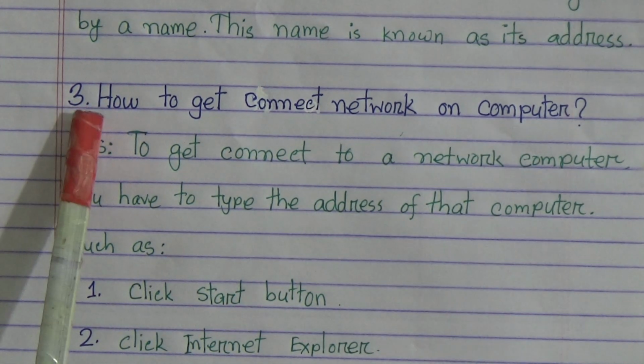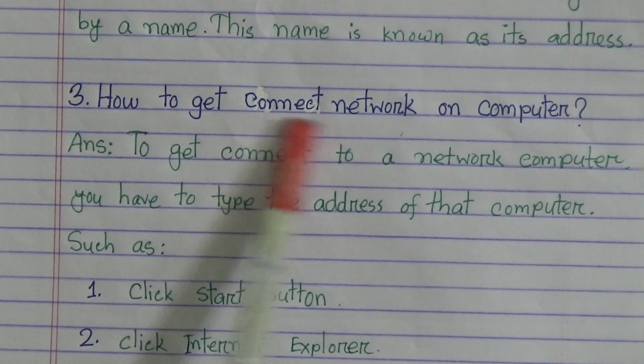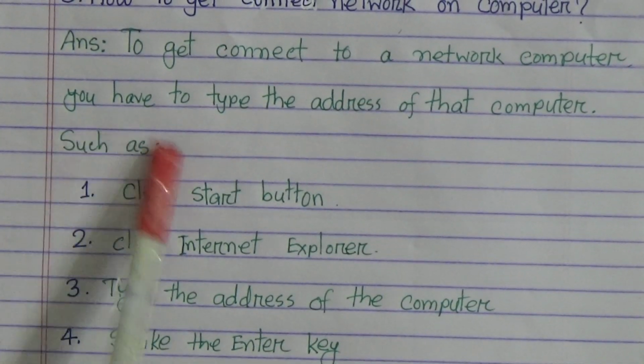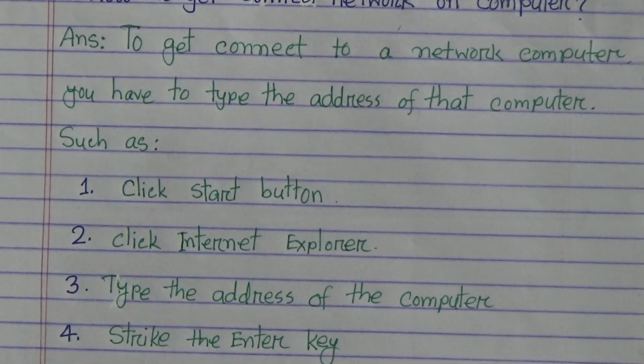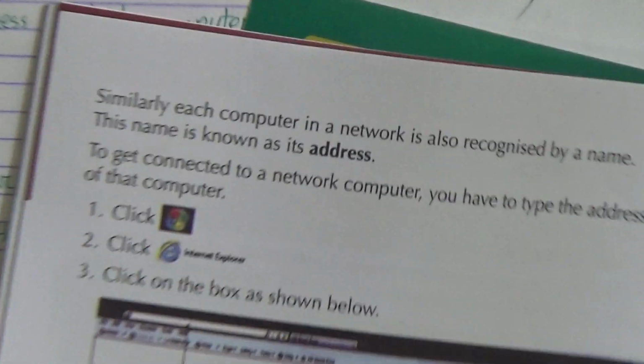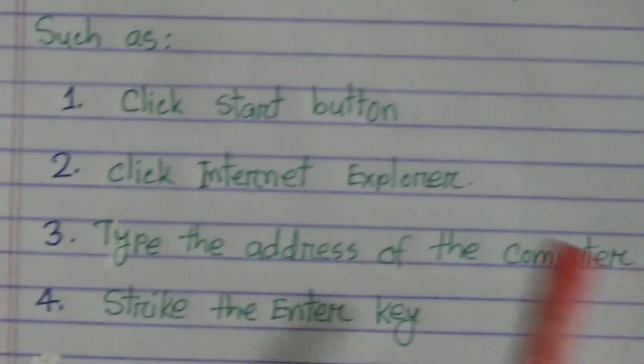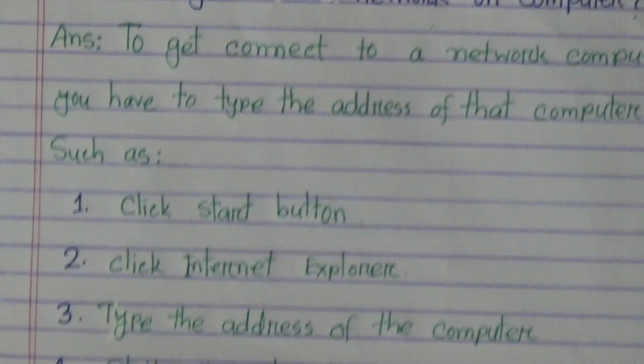I repeat this question and answer again. How to get connect network on computer? To get connect to a network computer, you have to type the address of that computer, such as: click start button. Here, look at your book, here is a start button, the symbol of the start button, and click Internet Explorer, the symbol of Internet Explorer. Number 3, type the address of the computer. Here is the address bar, and strike the enter key. Then you will be connected to your address.